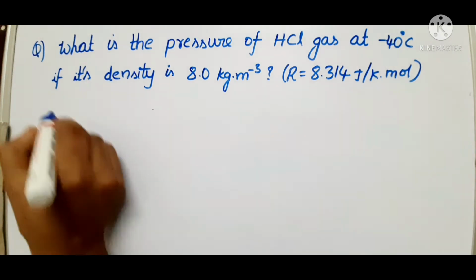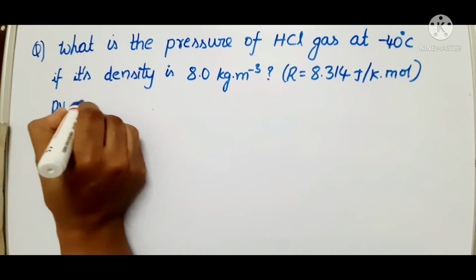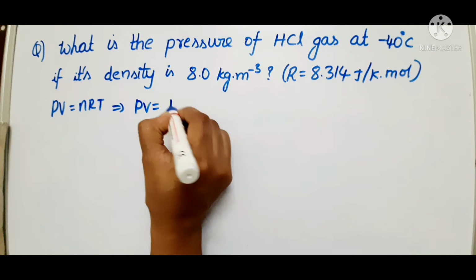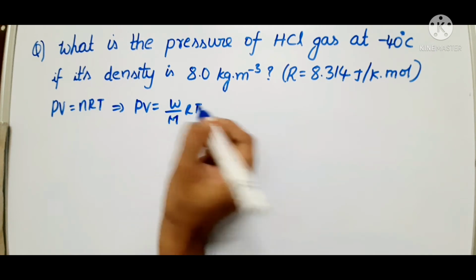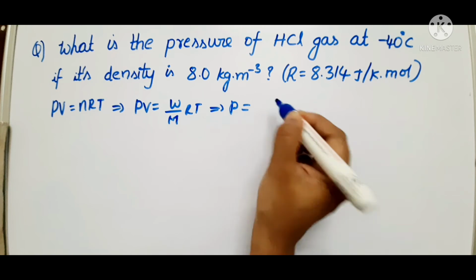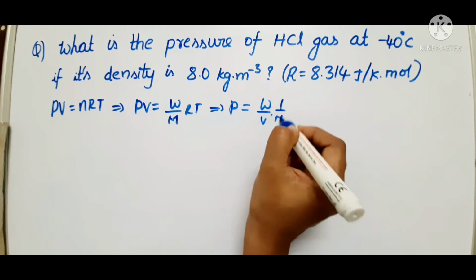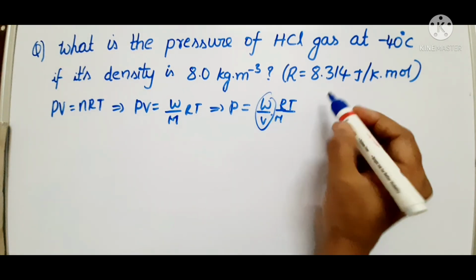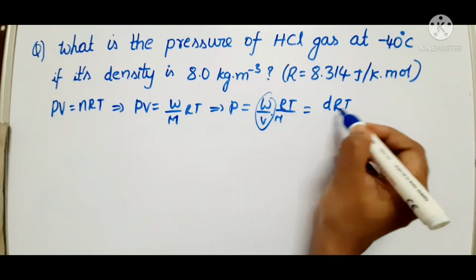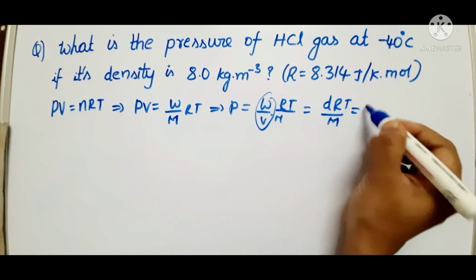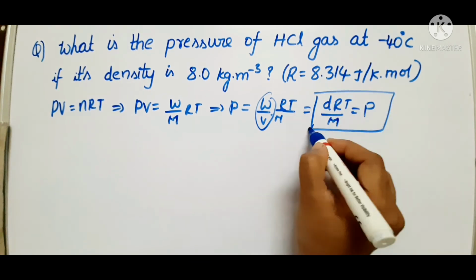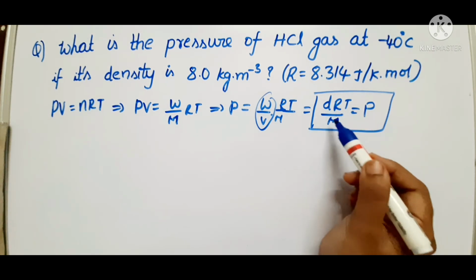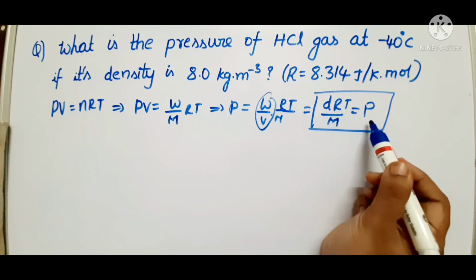Okay, let us have the equation first of all. PV equal to nRT is the ideal gas equation. From this you can write it like W by M into RT. So this will become pressure equal to W by V into RT by M. You can say this is the modification simply. So W by V will be density. So P equal to D into RT by M is the equation you have to use for the solution of this problem. Here you have density, you have R, you have T, and you will know the molecular mass of the given gas. Then you can calculate the pressure.